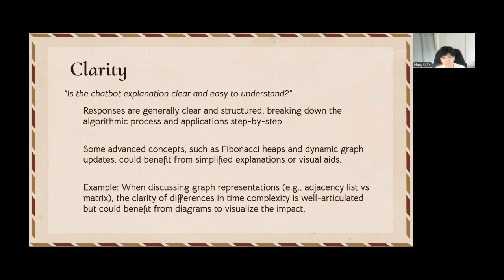However, for some complex concepts, showing how the priority queue selects the node with the smallest tentative distance would have helped users visualize the process better. In terms of clarity, the response is considered very good, but there's of course some room for improvement in simplifying concepts. So this is done for my part, and Antonio will continue the rest of the evaluation.